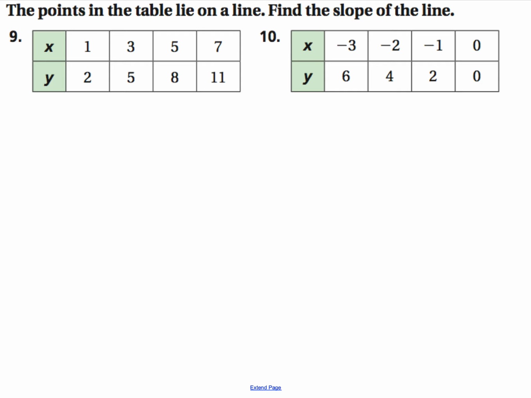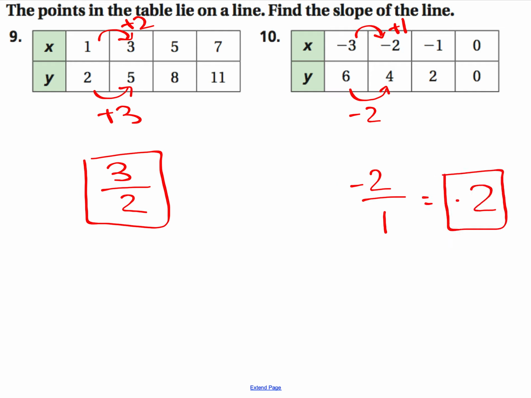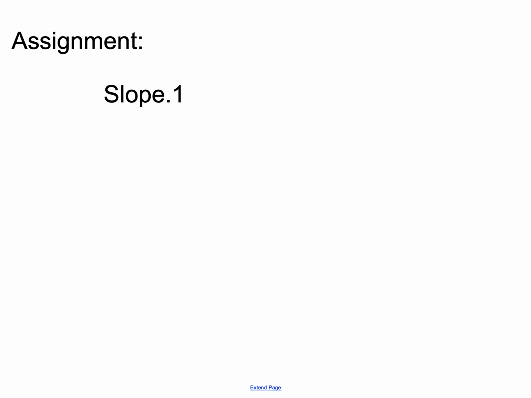Okay, finding the slope a couple more times here. Right here, the y looks like it's going up by 3, and the x is going up by 2. Slope is y over x, rise over run, 3/2. Right here, the y goes down by 2, while the x goes up by 1, giving me a slope of -2/1, and that will reduce nicely to -2. So the slope there is -2.